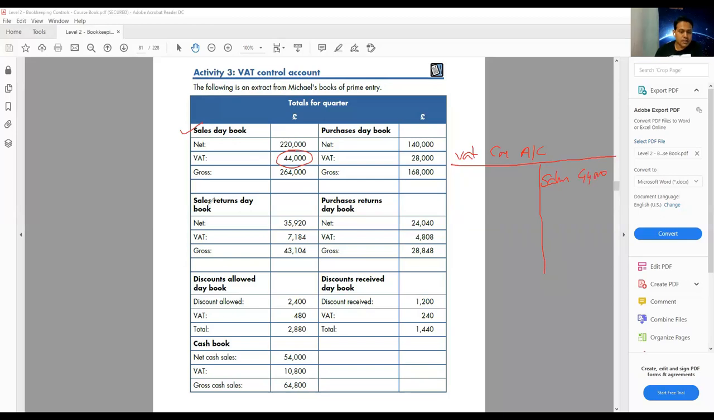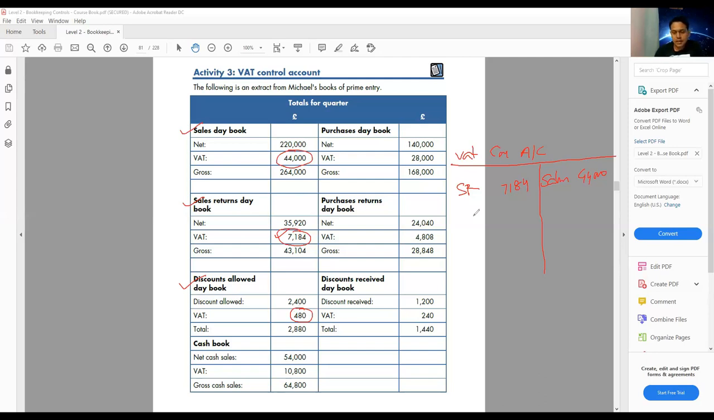Next one, sales return day book, VAT 7184. Which side am I going to write, debit or credit? Debit side, very well done. I'll write SR, that means sales return, 7184. Very good. Then you move to discount allowed day book, VAT 480. Discount allowed day book. Is it on the debit side or on the credit side? On the debit side. Yeah.